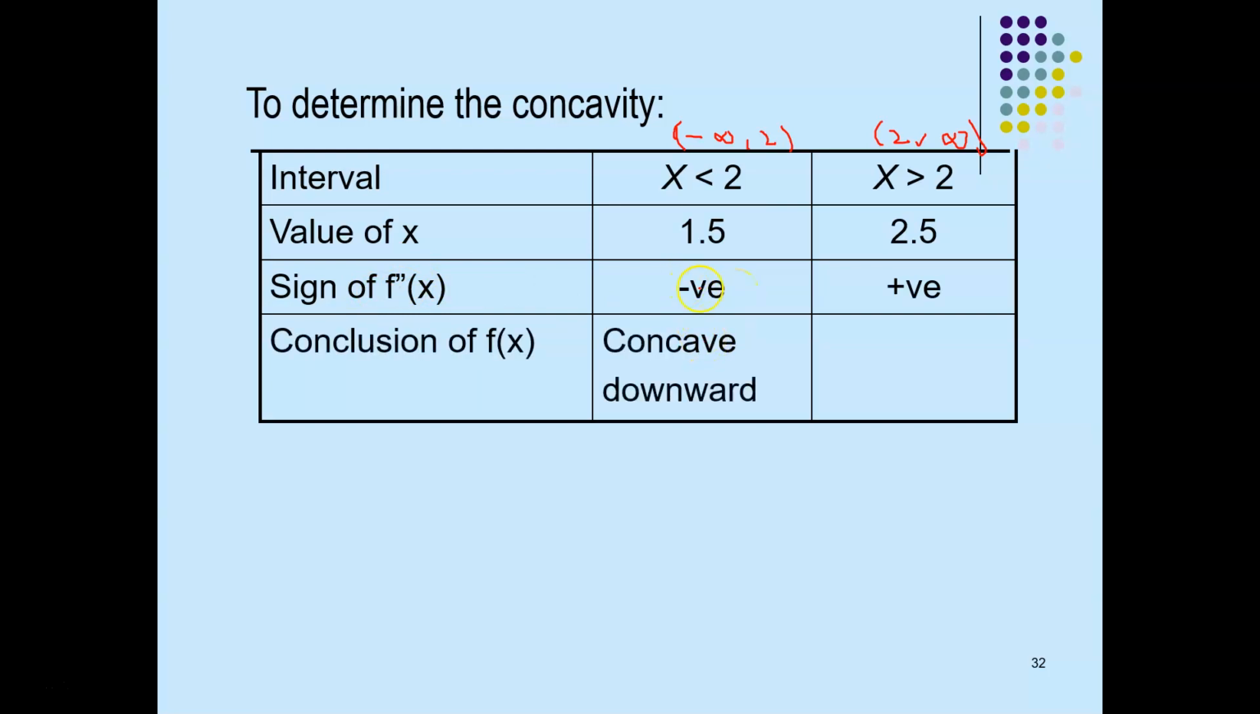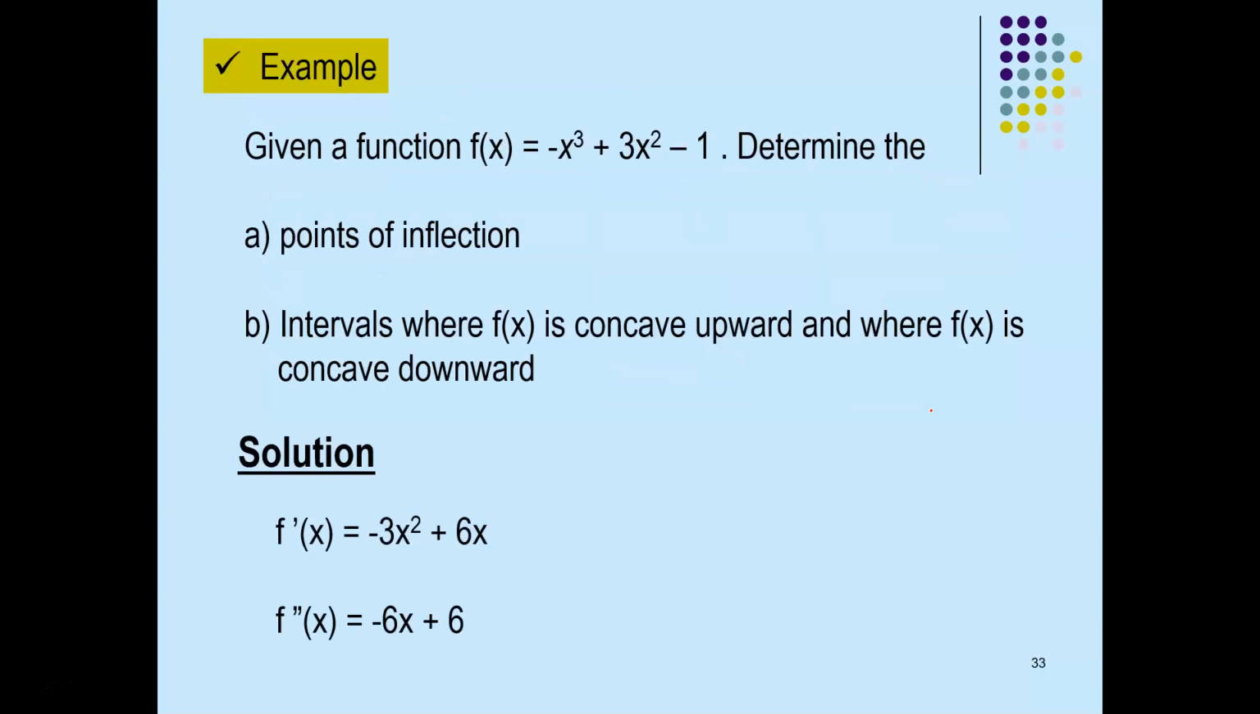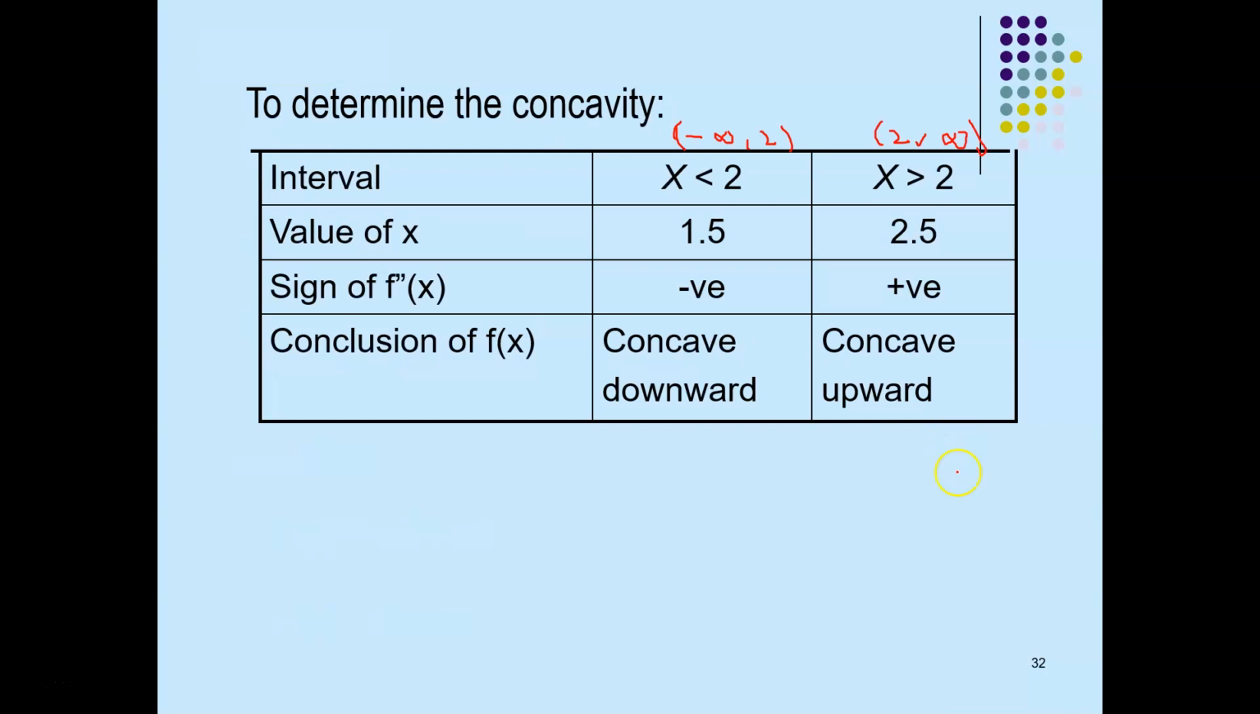So, kalau negative meaning dia concave, downward. Kalau positif, dia concave upward. Macam tadi, kalau negatif, decrease. Positif, increase. Sekarang dia tidak guna perkataan increase or decrease. Dia guna concave downward or concave upward. That's the difference untuk inflection point. Okay. So, this is how you answer your question.